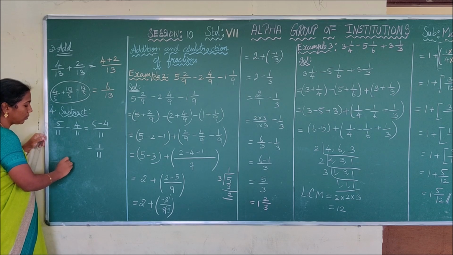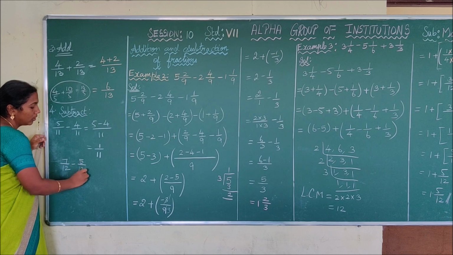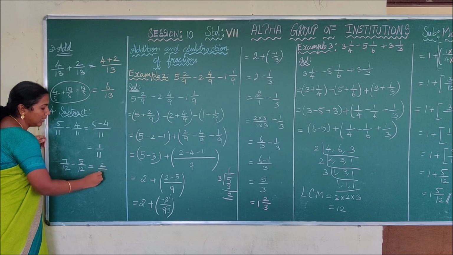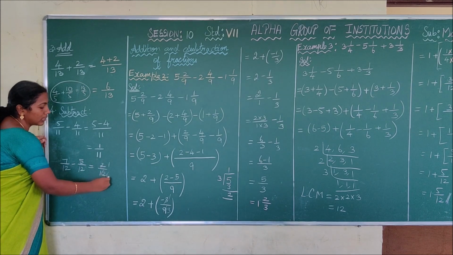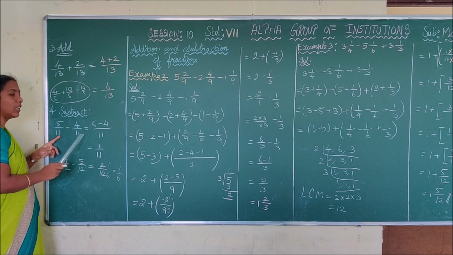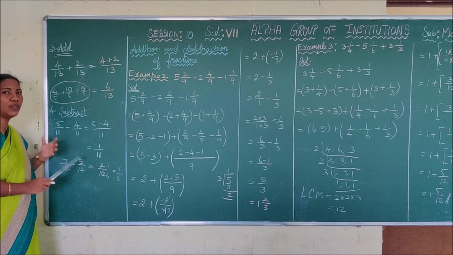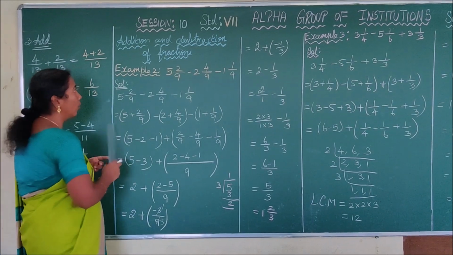Suppose the question is given like this: 7 by 12 minus 5 by 12. So what is your answer? 7 minus 5 is 2. So 2 by, write the denominator one time, 2 by 12. And then you have to cancel, 1 time, 6 times. So your answer is 1 by 6. If the denominators are the same, it is very easy. Suppose the given denominators are different, how can we solve? See the next sum, we can know that.